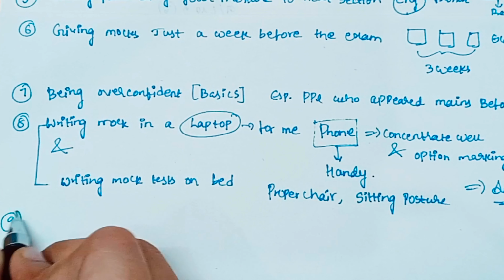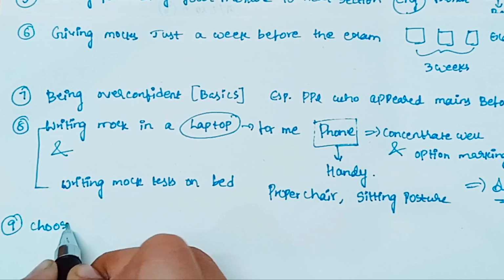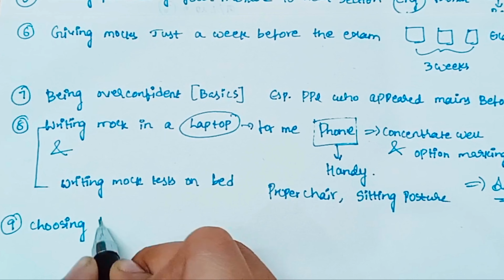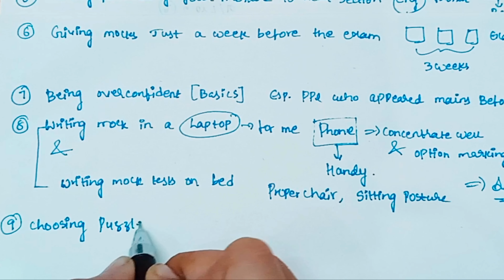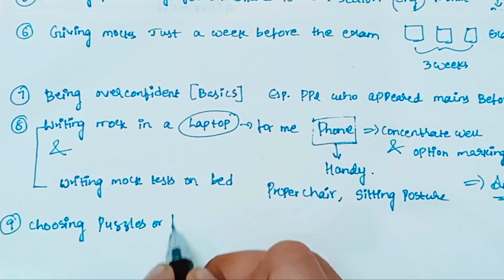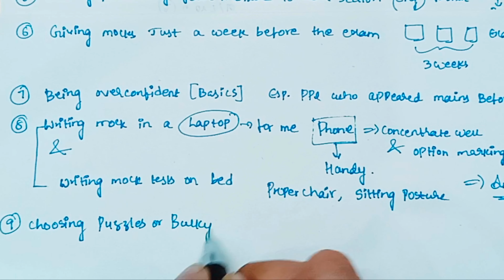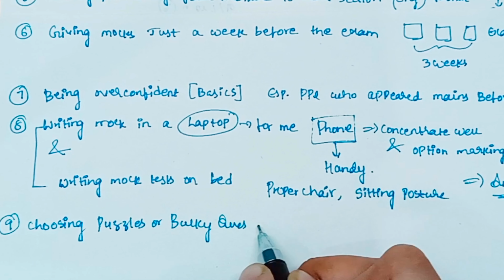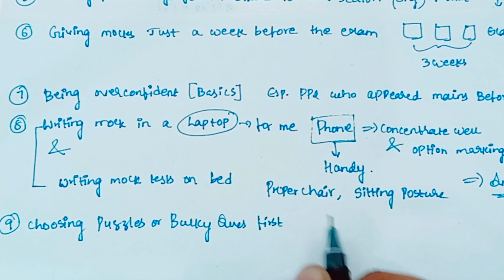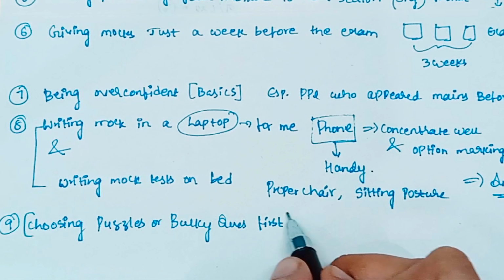Next mistake is about reasoning. Never choose a puzzle as a starting question. If you are good at it, you can go, but be careful. Sometimes the puzzle may not be solved. Here there is a chance of a chain reaction, so please be careful.